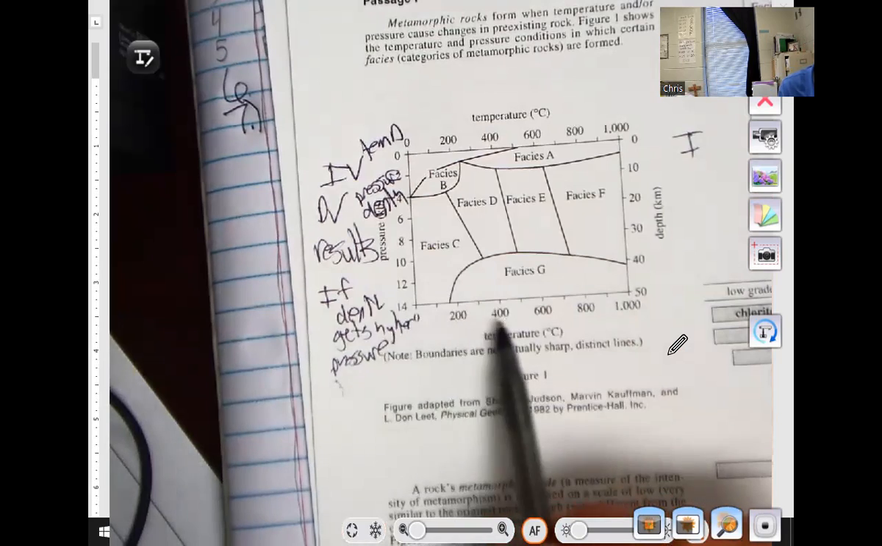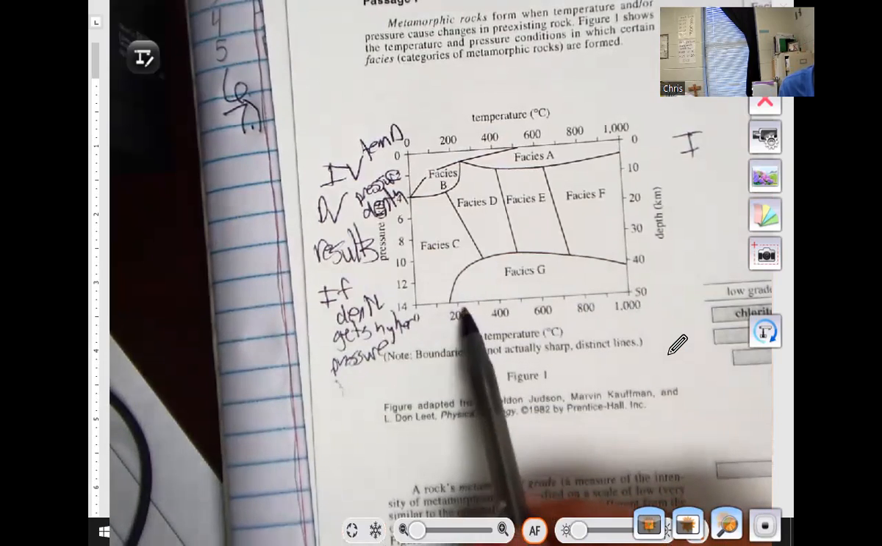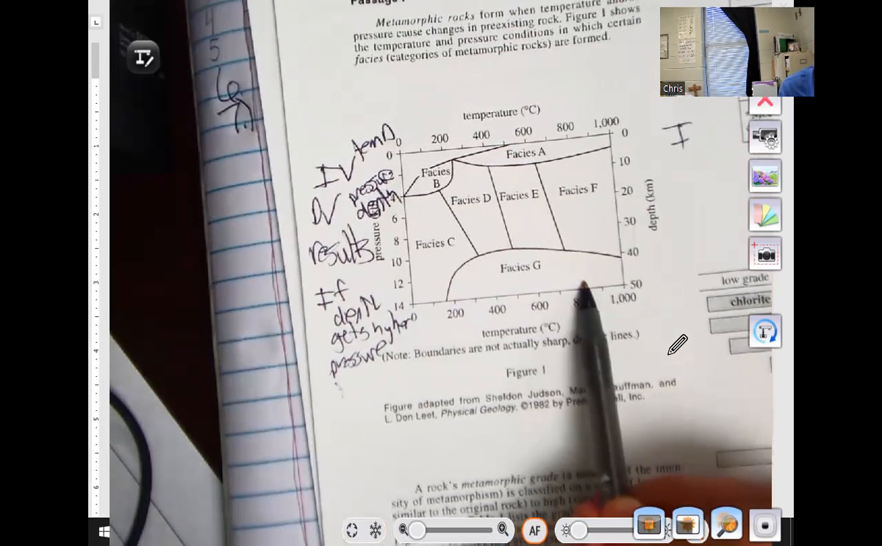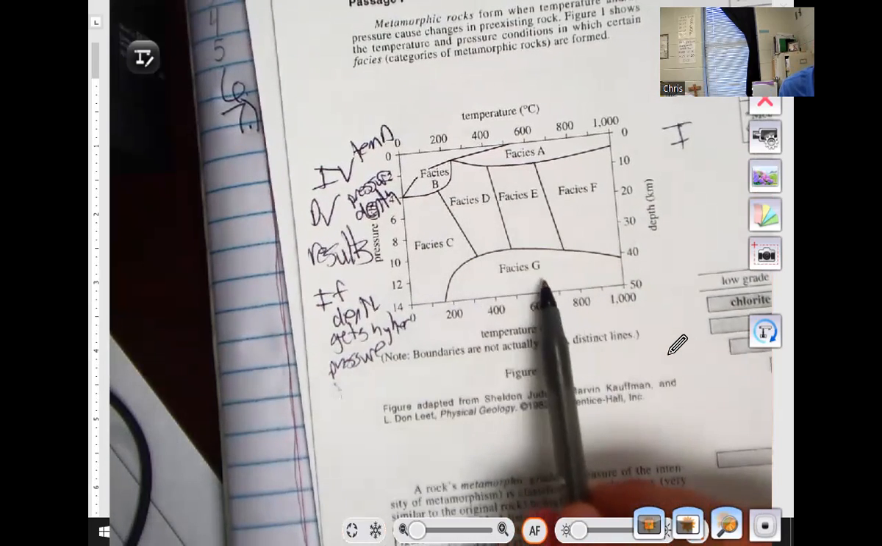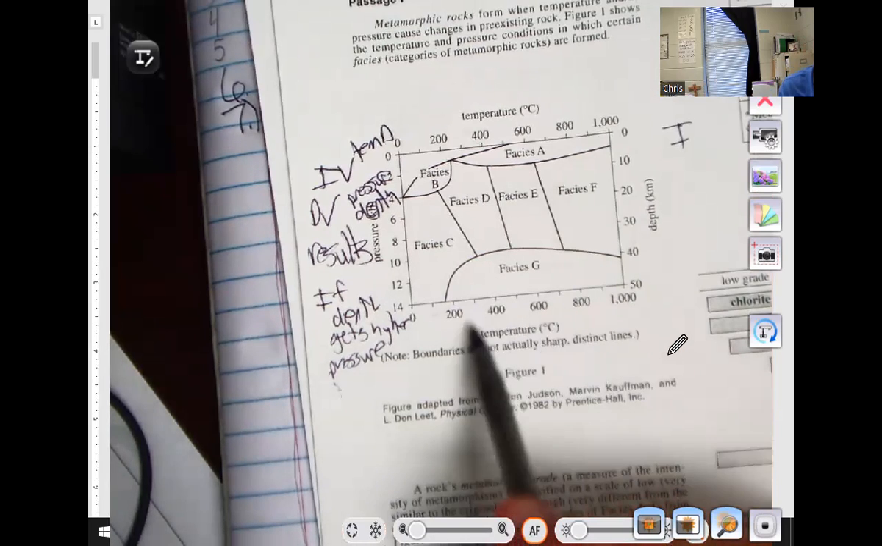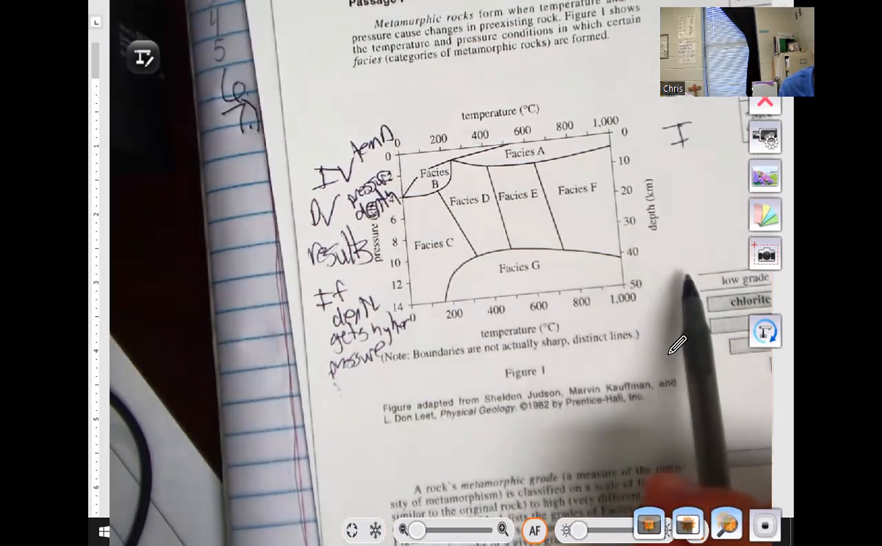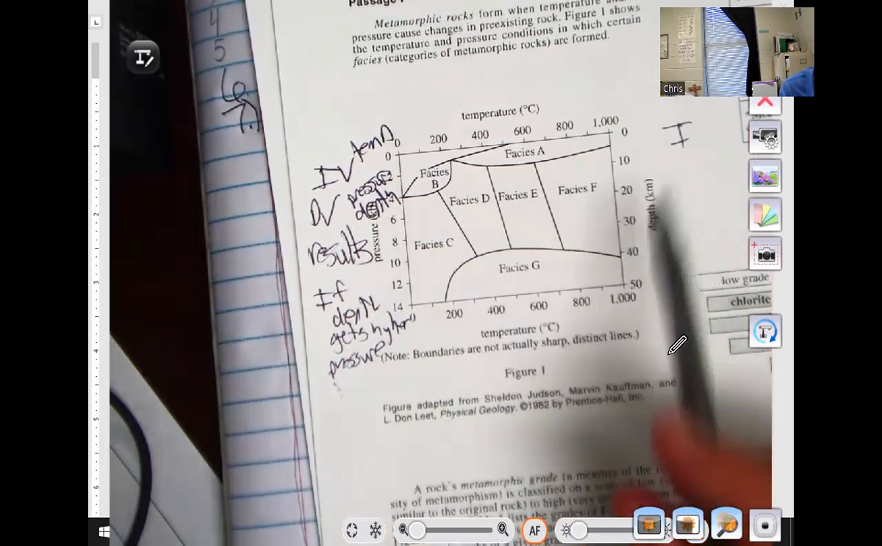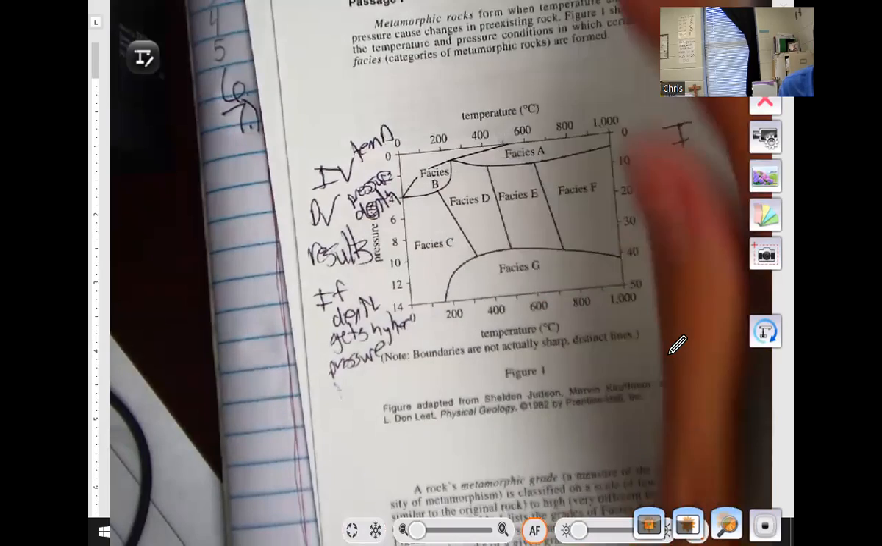And for Facies G, what does Facies G only form at? Does it form in the shallow layers or does it form in the depth? Yeah, depth. And does it form at 100 degrees Celsius or beyond 100 degrees Celsius? All right, it forms at beyond 100. So we get an idea.